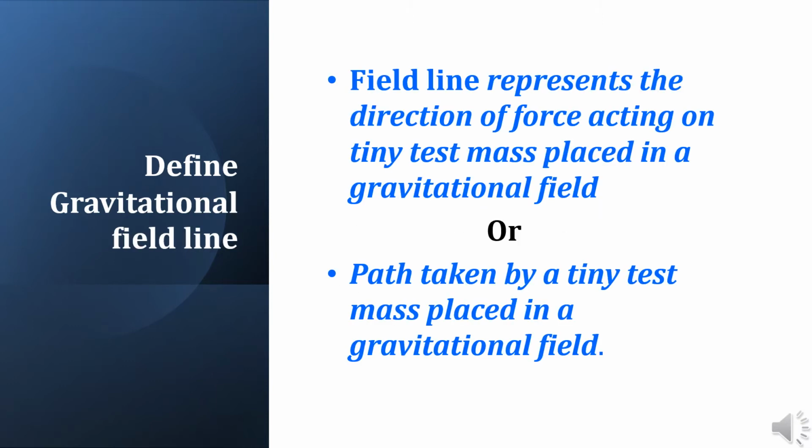Define gravitational field line. A field line represents the direction of force acting on a tiny test mass placed in a gravitational field, or the path taken by a tiny test mass placed in a gravitational field.